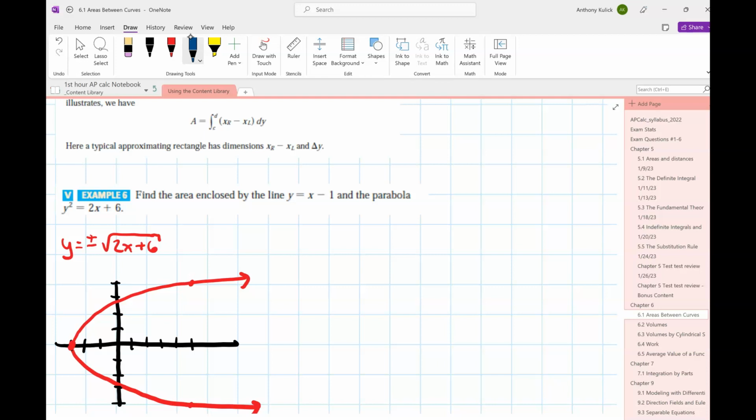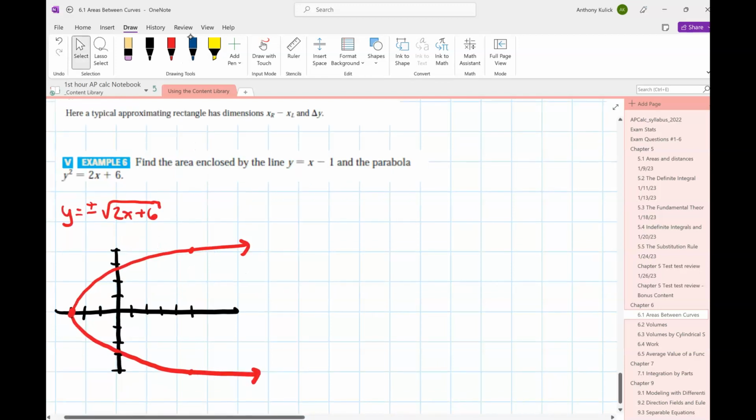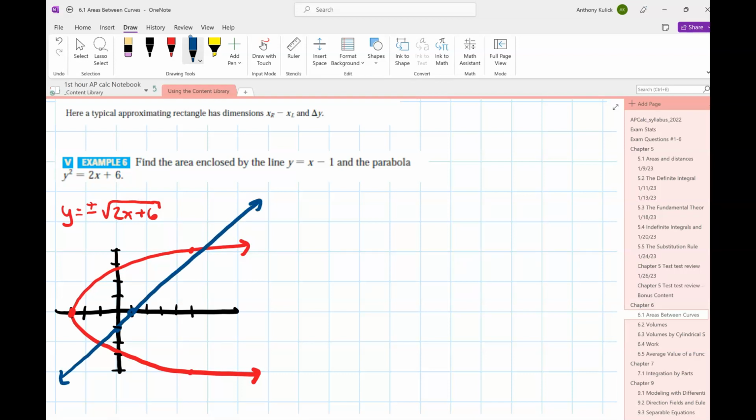Okay. To plot the line y equals x minus 1, how many points do I need? Just 2, right? Any 2 in particular you like? I like x and y intercepts, so how about 0, -1, and 1, 0? So the region we're looking for is this one.